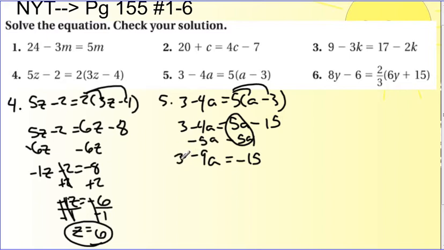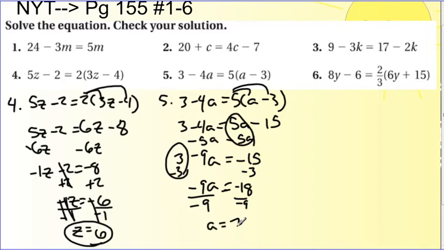So the way we get rid of a positive 3, this other term, we have to minus it. So negative 9a equals, this is now a negative 18. And divide by negative 9. Divide by negative 9. A equals 2. Negative 18 divided by negative 9 is a positive 2.